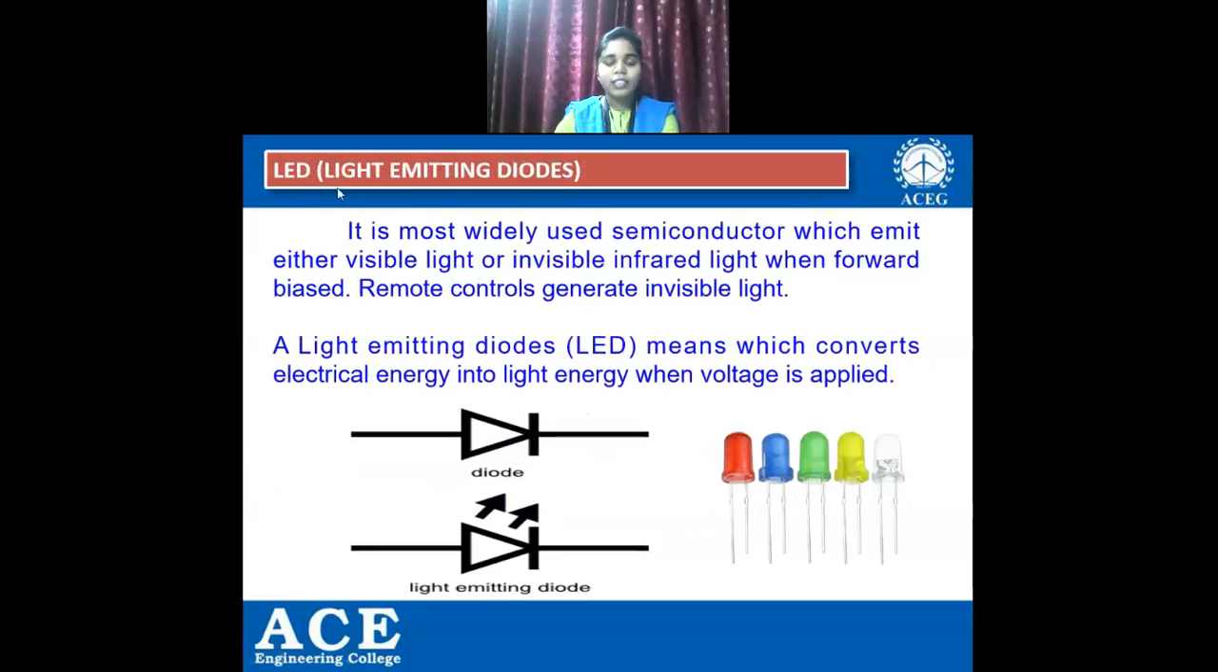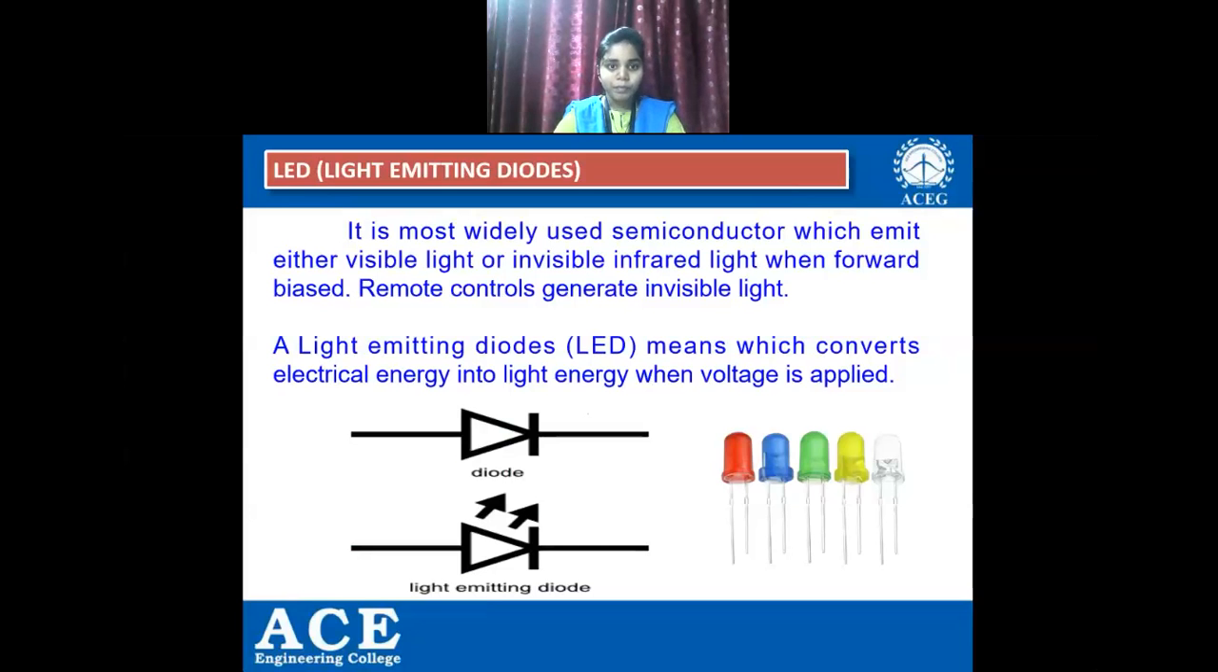Now, LED stands for what? Light emitting diode. It is a most widely used semiconductor which emits either visible light or invisible infrared light when forward biased. Please remember that our light emitting diode is going to work under forward bias condition only. Whenever it is reverse biased, or if you give reverse voltage, then what is going to happen? Your LED is going to be damaged.